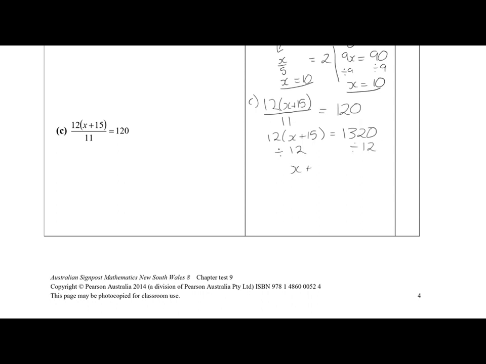Again, I'd use a calculator here. So x plus 15 is equal to 110. That is nice and simple. We just need to take away the 15. So x is equal to 95. Easy peasy.